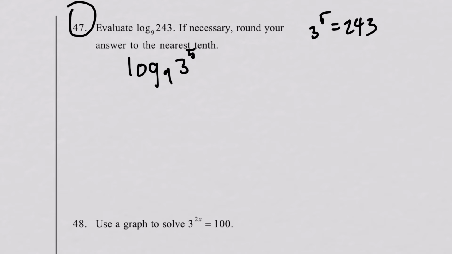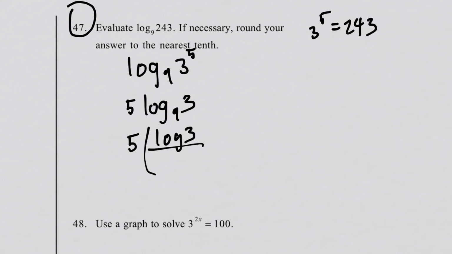Next, is it easier to bring the 5 up to the front? Yes, let's do that. I'm going to bring the 5 this way. So it's going to be 5 log base 9 of 3. I'm going to rewrite log base 9 of 3 as log of 3 over log of 9, right? Change of base formula. So it's 5 times log of 3 over log of 9.